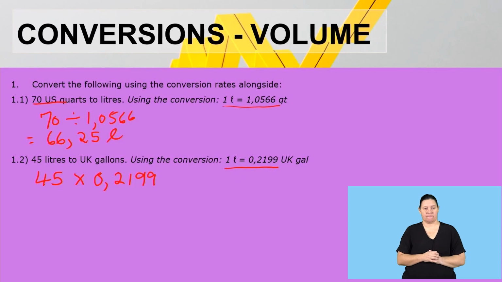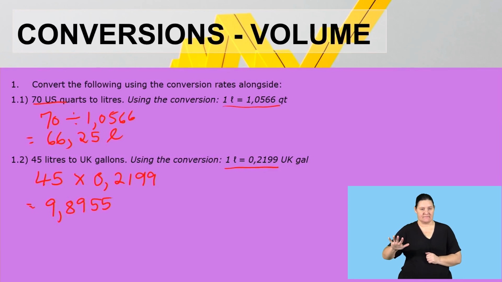Simplify, so that will give us an answer of 9,8955. And remember now, it must be in gallons. All right, so I hope so far everything is making perfect sense.